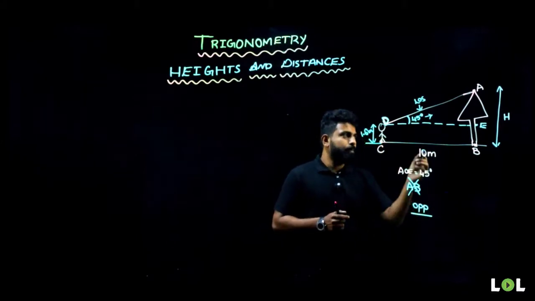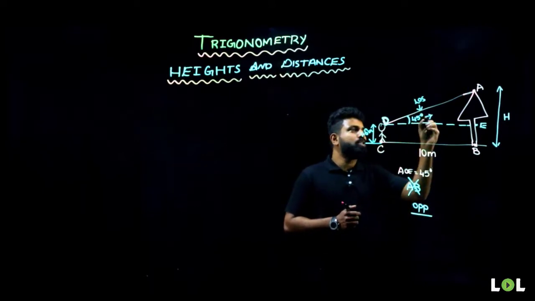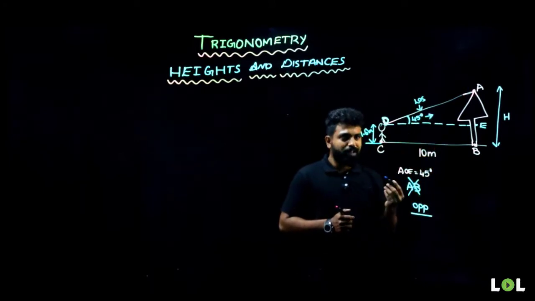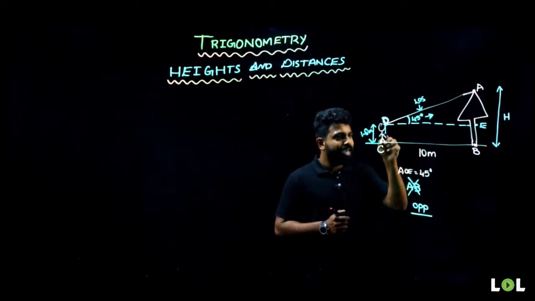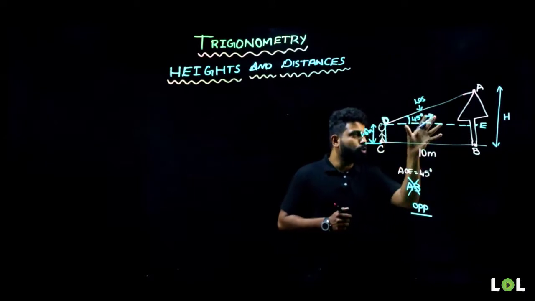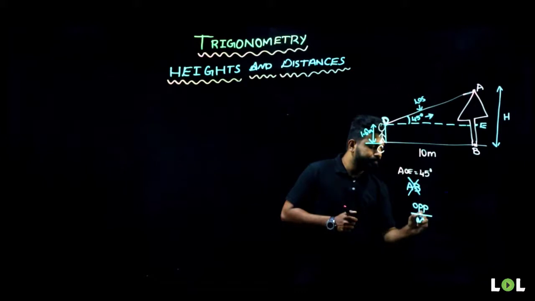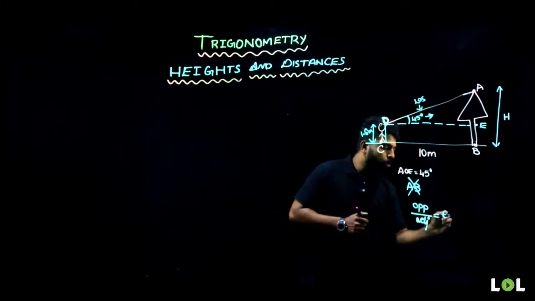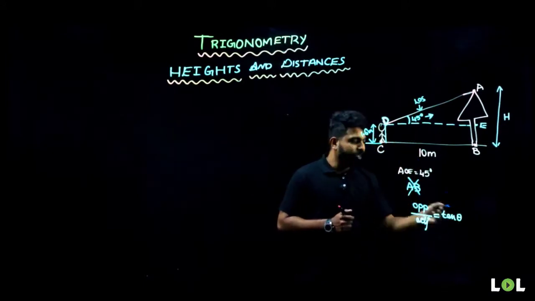Now we need to find out the length of the tree. Length of the tree is opposite with respect to this 45 degrees. So which is the other thing that we know? We know that the person is standing 10 meters away from the tree. So even DE will also be 10 meters. So that is nothing but adjacent side. What is opposite over adjacent? We know that opposite over adjacent is tan theta. We know the value of theta is 45 degrees.